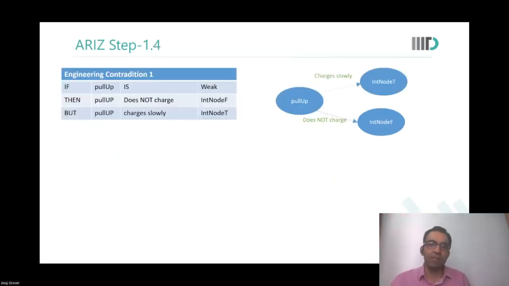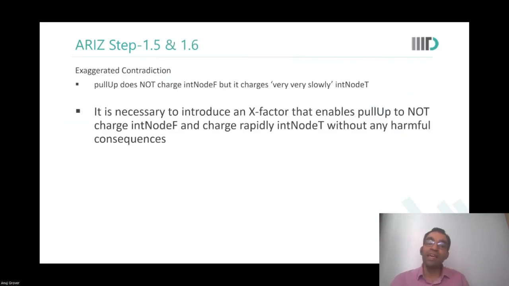So we picked up that engineering contradiction and we rephrase it. We say, okay, if pull-up is weak, pull-up does not charge int node F, and it charges slowly int node T. Now we exaggerate. That is ARIZ step 1.5 and 1.6. We exaggerate the contradiction. We say pull-up does not charge int node F, but it charges very, very slowly int node T.